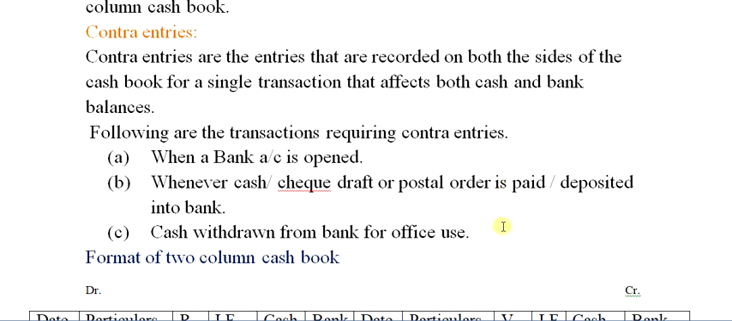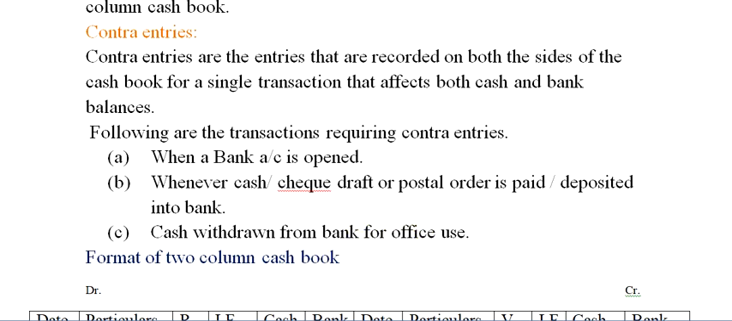But don't forget, contra entries affect both sides of the cash book. They affect the cash balance as well as the bank balance. When a bank account is opened, what happens? Normally the cash decreases and the bank balance increases. When cash or cheque, draft or postal order is deposited into the bank, the cash balance reduces and the bank balance increases. When cash is withdrawn from the bank for office use, the bank balance decreases and the cash balance increases.